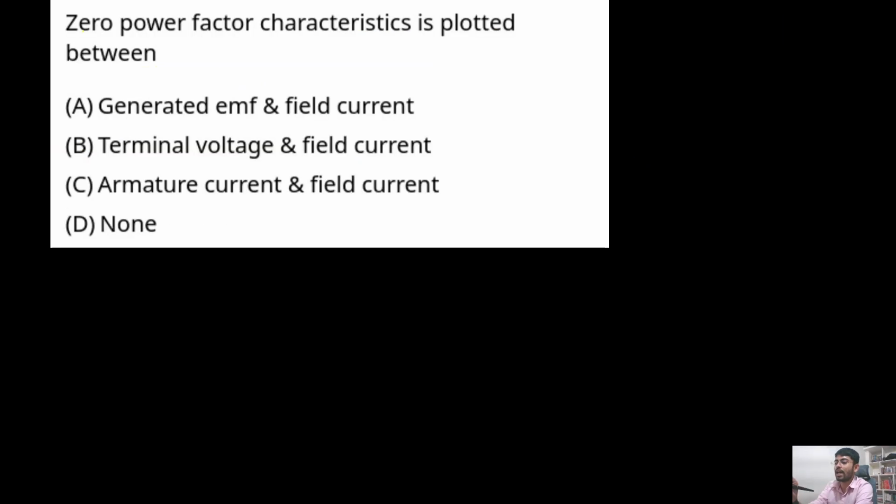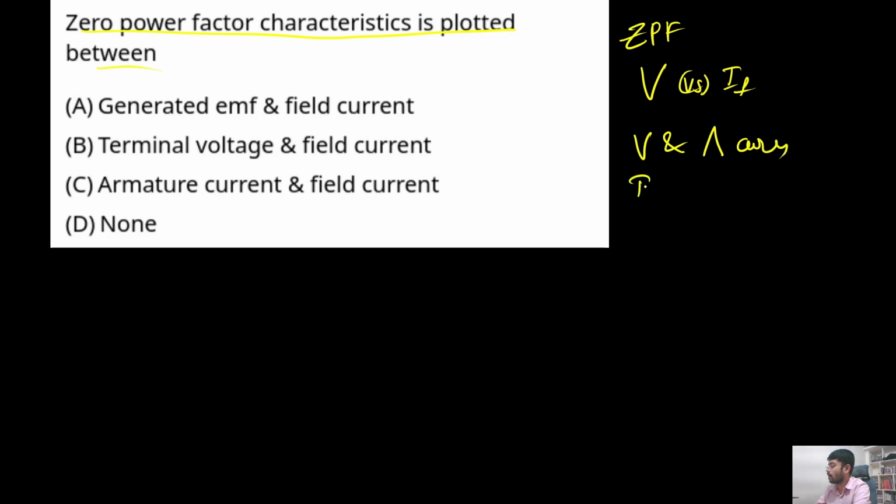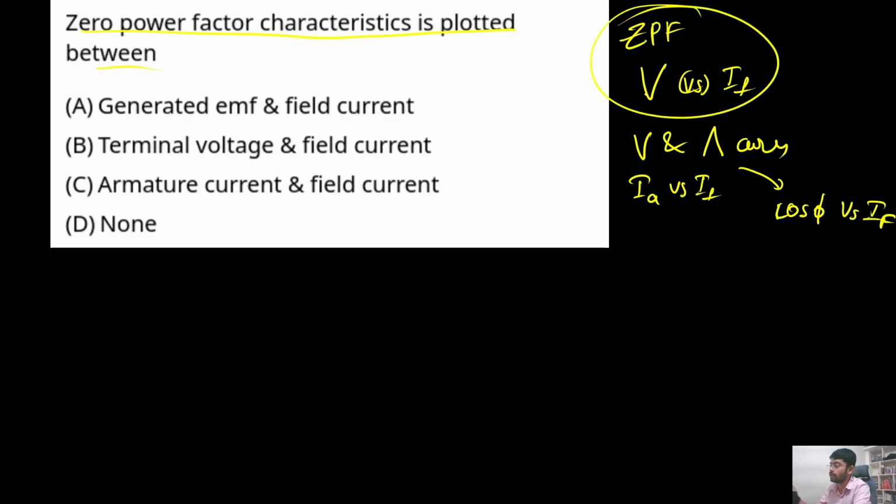Zero power factor characteristics is plotted between. So ZPF characteristics are plotted between V versus IF. V curves are plotted between IA versus IF, and inverted V curves are plotted between power factor cos phi versus IF. These things you have to remember. So ZPF is terminal voltage versus field current. So option B is the correct answer.